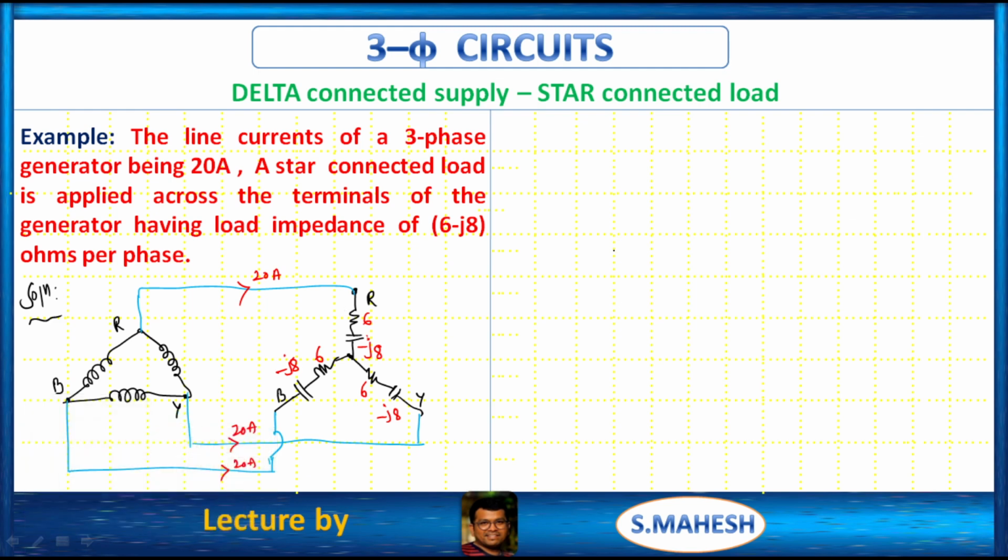You all know that in a delta system, IL is equal to root 3 I phase, VL is equal to V phase. In the star connection system, VL is equal to root 3 V phase, IL is equal to I phase. That's it, right?